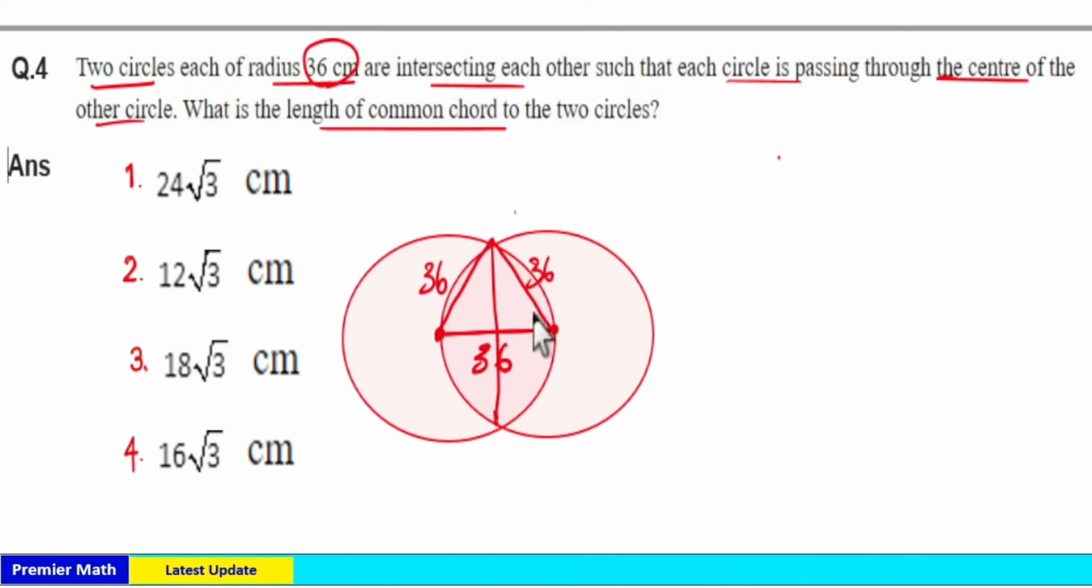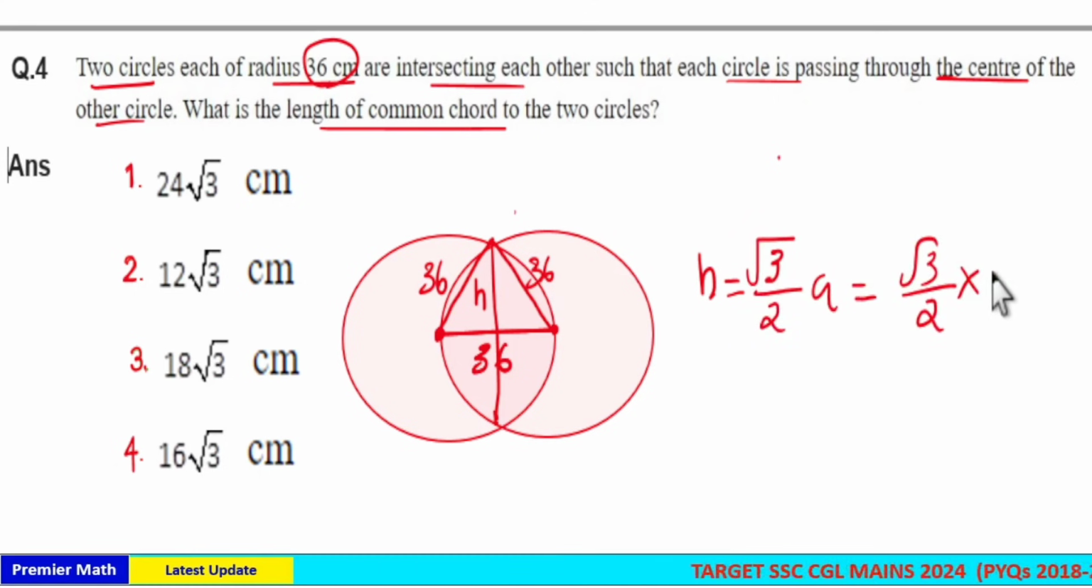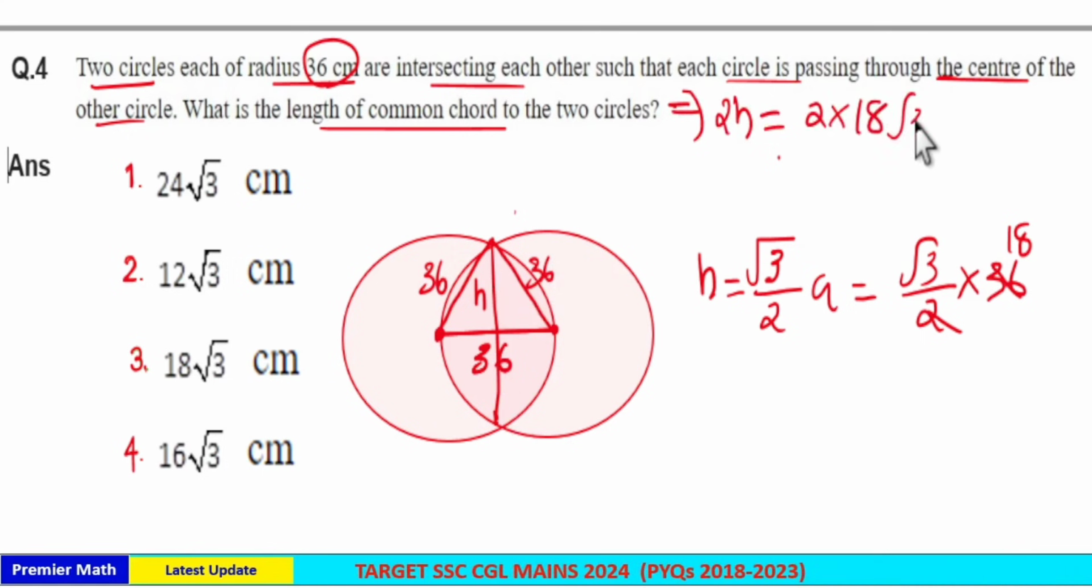Now you can see this is equilateral triangle. And if I take height or altitude of equilateral triangle as h, then altitude of equilateral triangle is equal to root 3 by 2 a. Now this is equal to root 3 by 2 into a, which is 36, which is 18 root 3. Then common chord is equal to 2h, which is 2 into 18 root 3, which is 36 root 3.